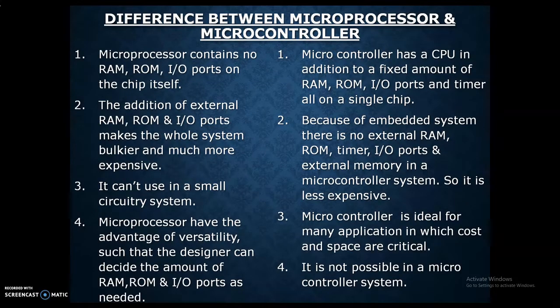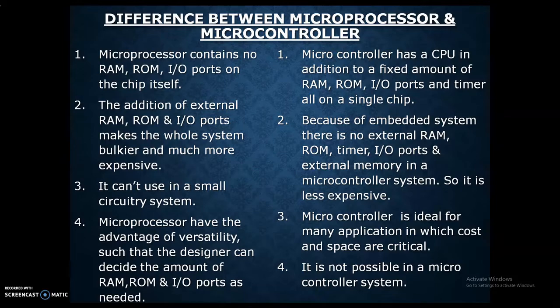Here is a brief of the difference between microprocessor and microcontroller. As we were discussing, the microprocessor doesn't contain any RAM, ROM, IO ports on the chip itself, but the microcontroller has a CPU in addition to a fixed amount of RAM, ROM, IO ports and timer. That is obviously in a single chip. Still, they can be extended depending on the application requirement.